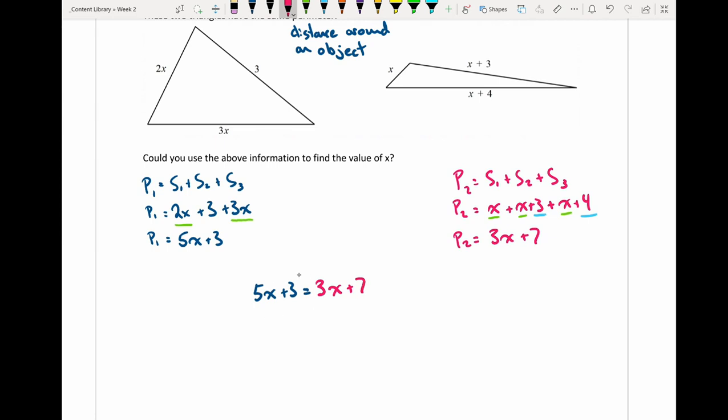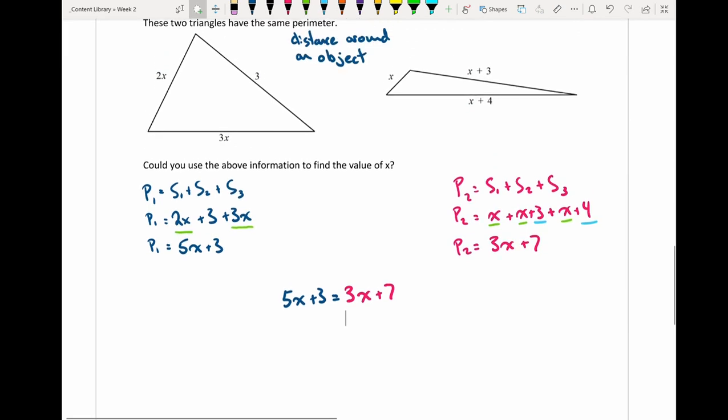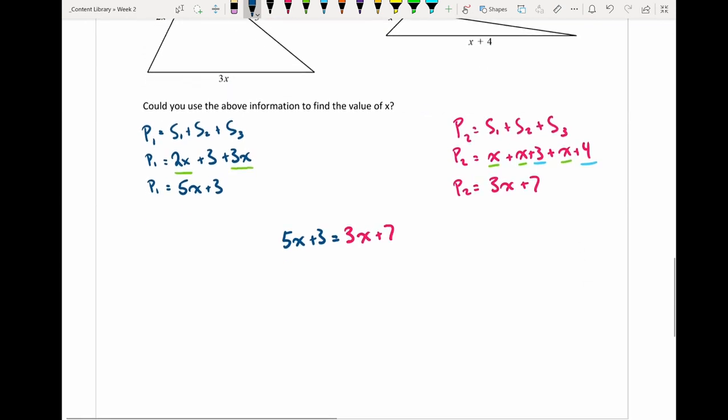And this equation is something that I can solve because I know how to solve equations when I have multiple variable terms, or I know how to solve equations in general. So again, I figured out my two separate equations. I've set them equal to each other because in the question it says they have the same perimeter. So in the end, their overall perimeter will be the same. That's why I set them equal to each other. And now I just need to solve.